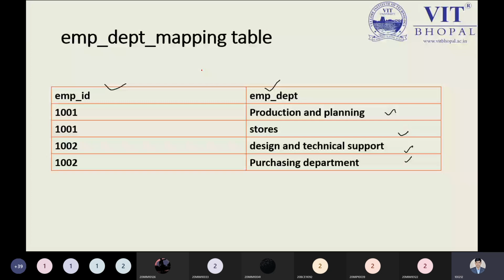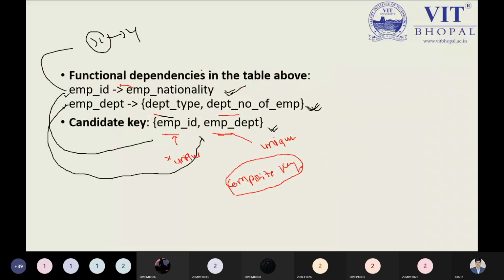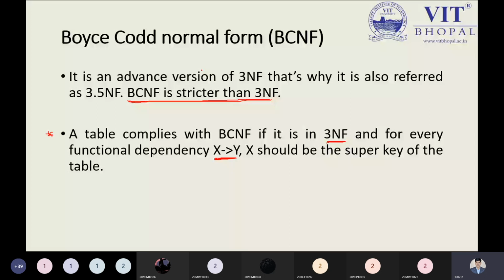So BCNF is saying to us that BCNF is stricter than the 3NF, so it is a little bit complex to identify. Now I'm going back once again to the definition part. What is the definition saying to us? Its definition says it is an advanced version of the 3NF. That's why it is also referred to as the 3.5 normal form, and BCNF is stricter than the third normal form.